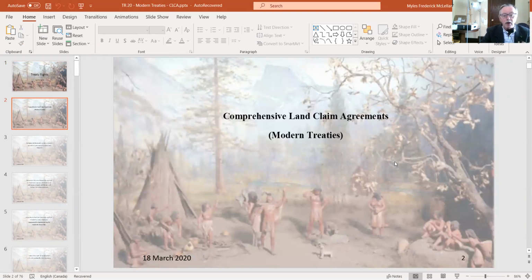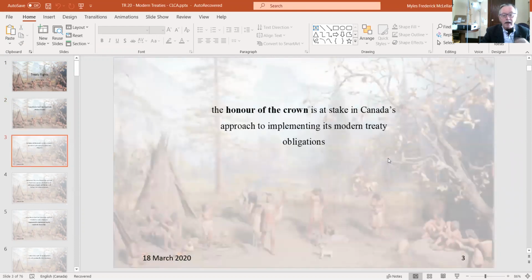Again, we're talking about modern treaties, and they're also referred to as comprehensive land claim agreements, but in real terms, modern treaties include details and provisions dealing with land claims. Again, the honor of the Crown is certainly at stake when it comes to implementing modern treaties. We've seen that in numerous cases at the Supreme Court that re-emphasize the honor of the Crown.